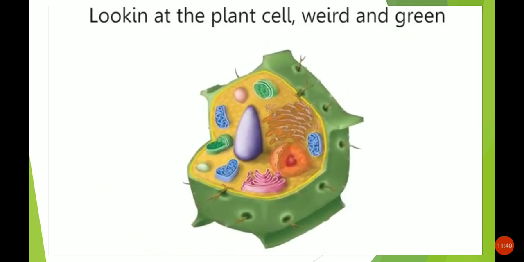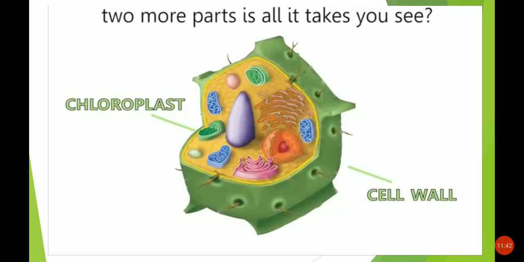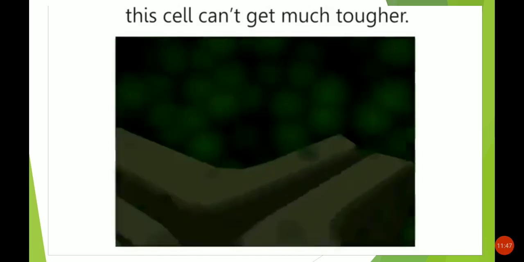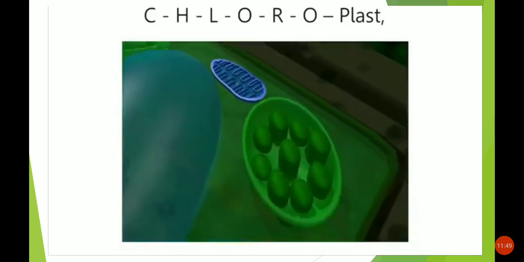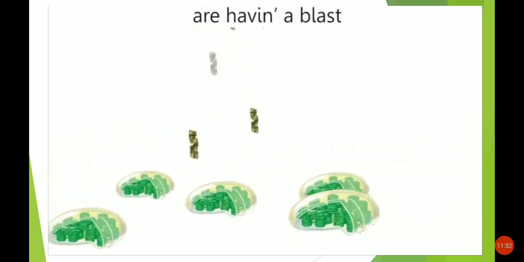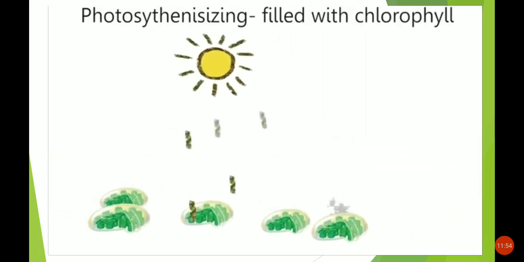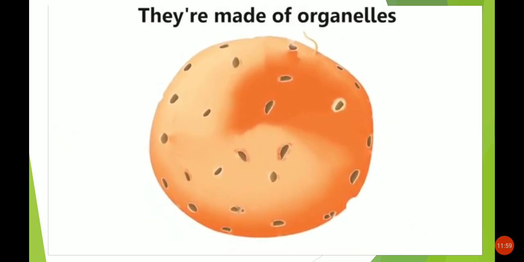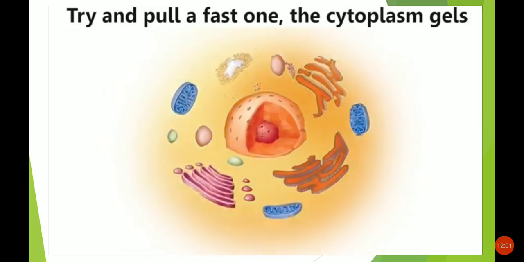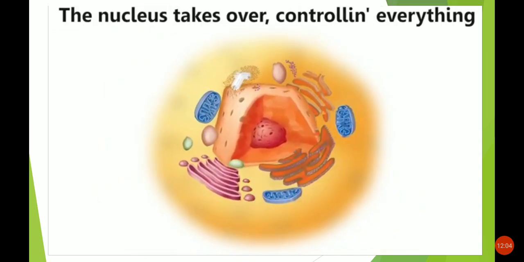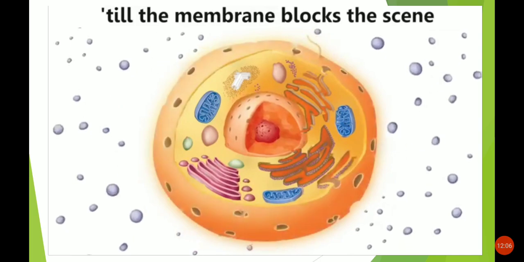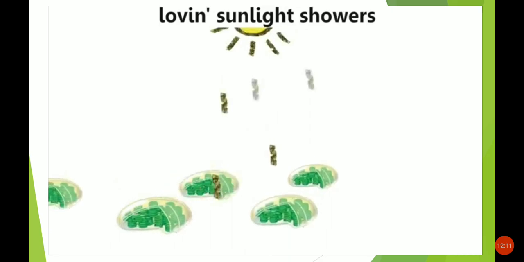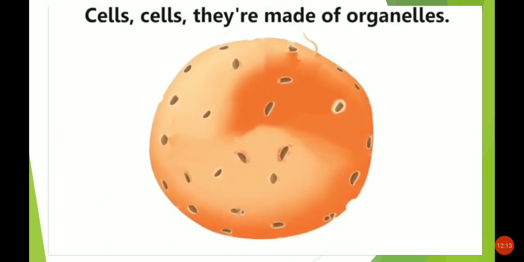Looking at the plant cell, weird and green. 2 more parts is all it takes, you see. Cell wall knows what's up when it comes to keeping structure. Strong with cellulose, the cell can't get much tougher. CHLORO. Plast, these little green machines are having a blast. Photosynthesize and filled with chlorophyll. They hit the cell club, running up a high bill. Cells, they're made of organelles. Try to pull it fast when the cytoplasm gels. The nucleus takes over, controlling everything. The party don't stop till the membrane box is seen. Inside the vacuole, we can float around for hours, running around with chloroplasts, loving sunlight showers. Cells, they're made of organelles.